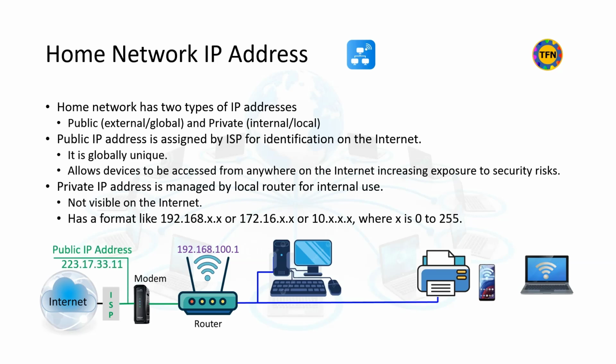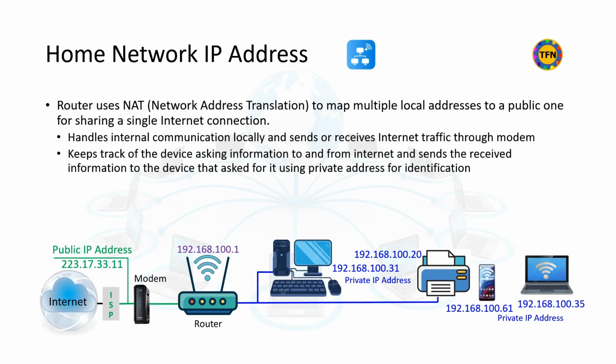Public address is globally unique and is used to identify a network on the internet. Private or internal address is not visible outside local network. Router uses network address translation or NAT to map multiple local addresses to a public one for sharing a single internet connection. It is responsibility of the router to keep track of the device asking information to and from internet and sending received information to the device that asked for it using private address for identification.